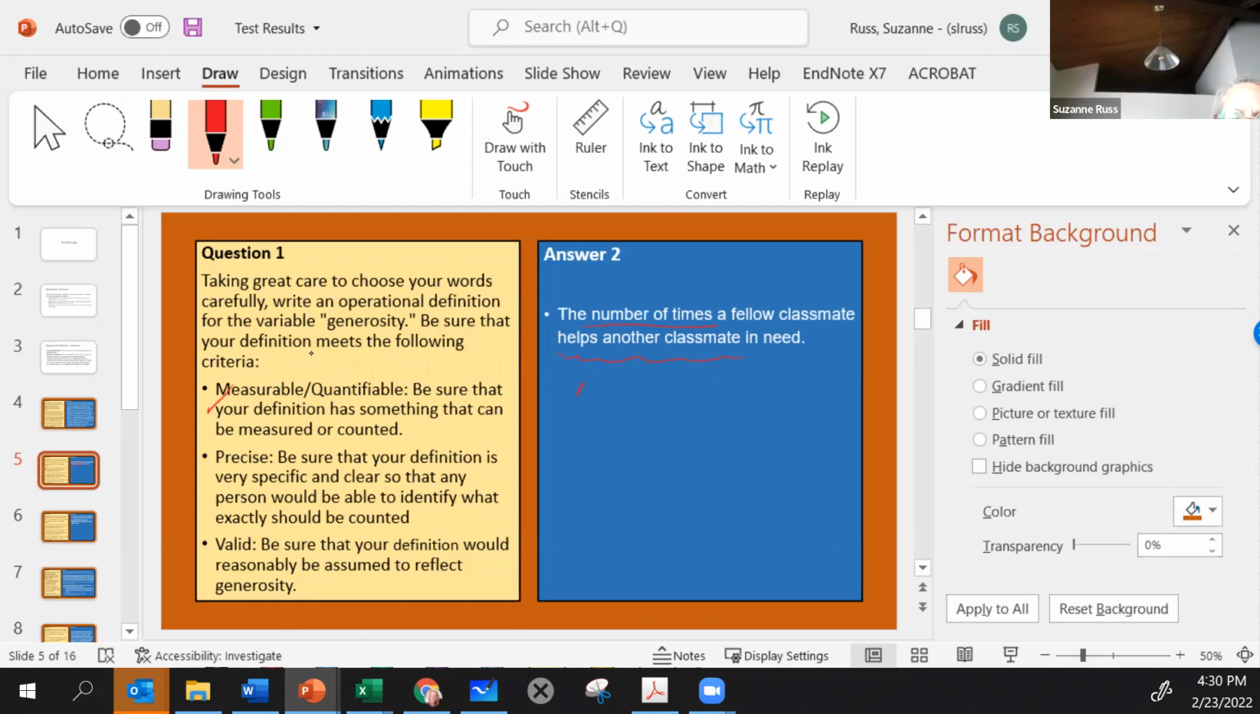Is this valid? Does it seem like this idea, helping a classmate in need, is a good example of generous behavior? Yes. I think so too. I think this one is valid. Check. I think it's measurable. At least we know we have a number indicated. And I think we need work on precision, because I don't think I know exactly what to count here. Let's look at another one.